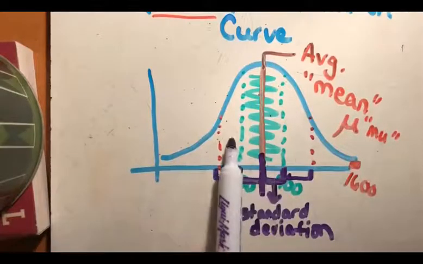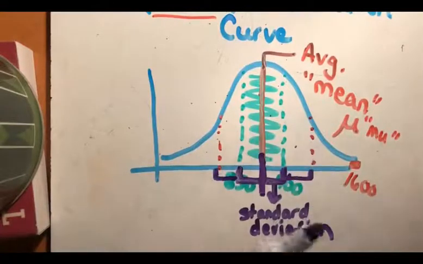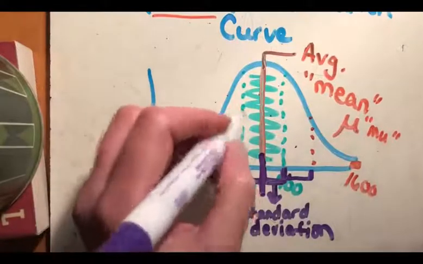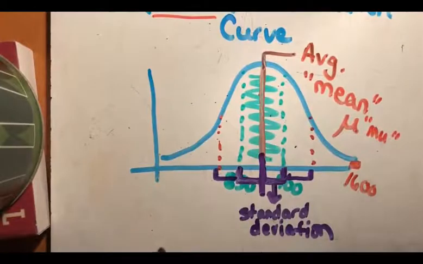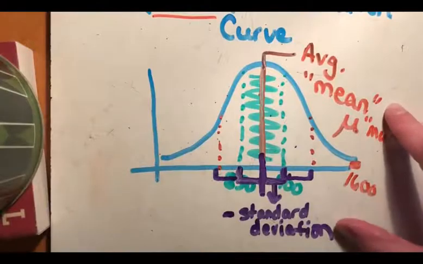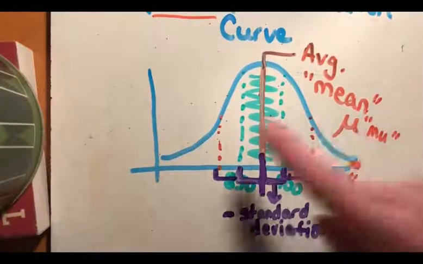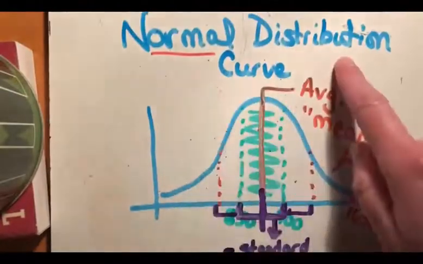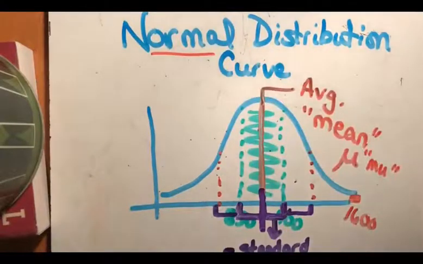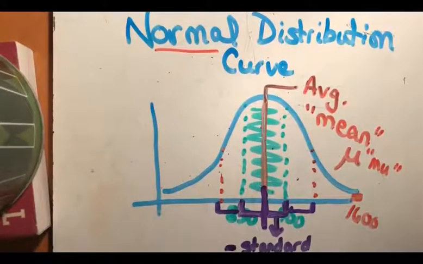A little bit later, we're going to see that each of these sections has an expected percentage that we would expect to fall within that category, but we'll get to that point in a little bit. This standard deviation and the mean are the two things that we need in order to build a normal distribution curve. All right, so today we're really talking about normal distributions.